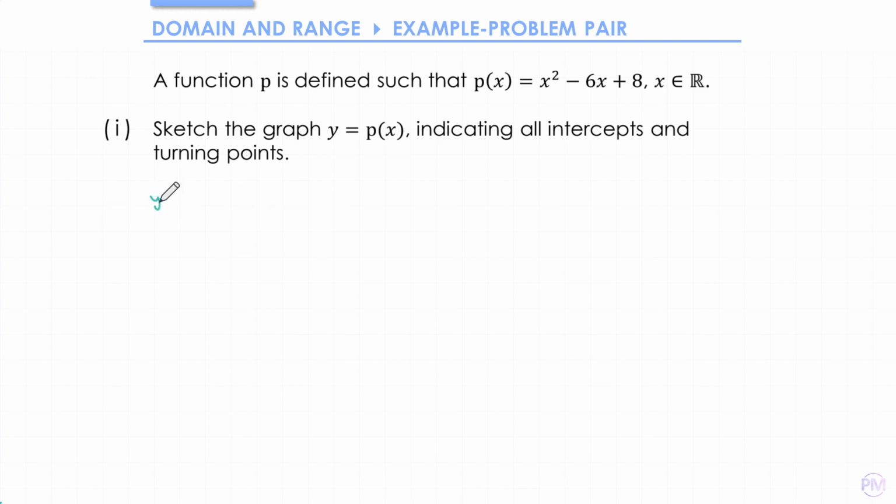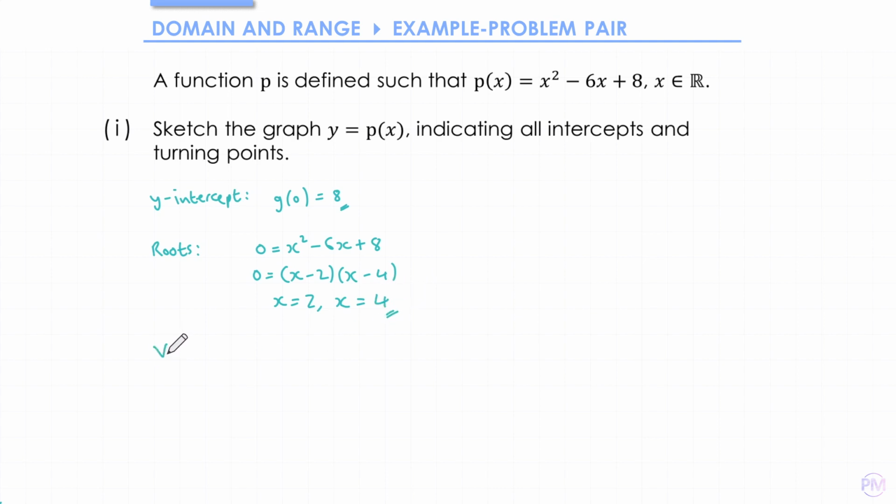We'll begin by finding the y-intercept. That's nice and easy, just sub in x equals 0. Here we have 0 squared minus 6 lots of 0 plus 8, which gives us 8. Next we'll find the x-intercepts, or the roots. To do that, sub in y equals 0. This quadratic factorises nicely. We get x minus 2 and x minus 4, which means our roots are at x equals 2 and x equals 4.